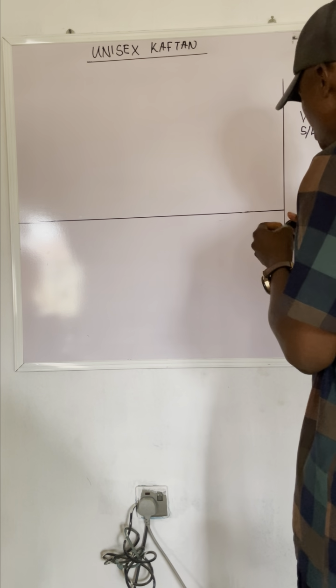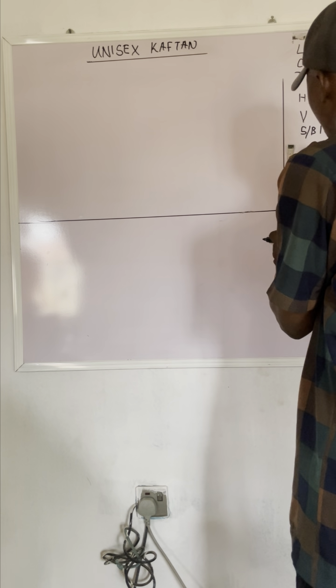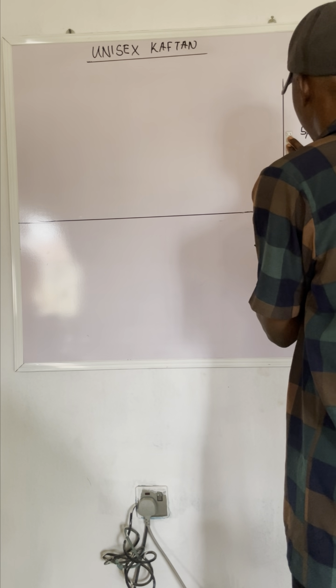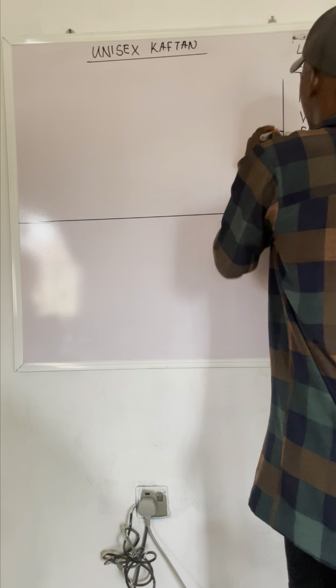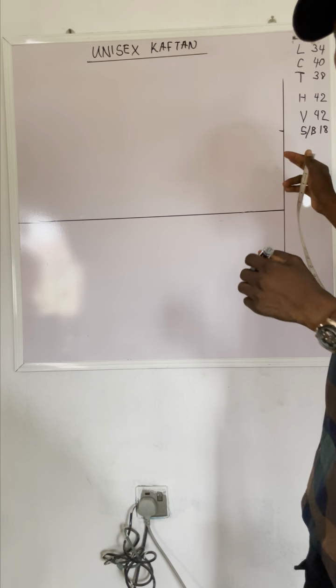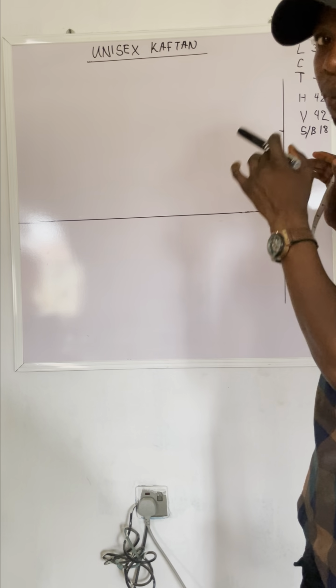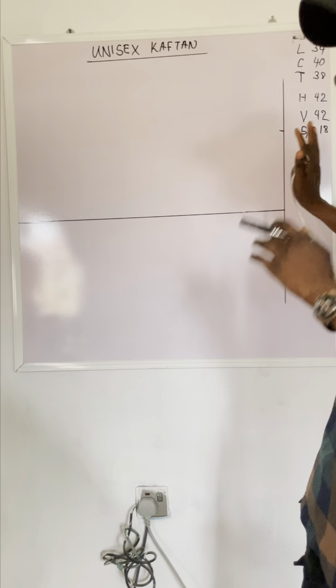So on your measurement line, just measure your 9. Good. This is my 9. The way you cut the front pattern is a little bit different from the back pattern of the kaftan. So we are cutting the front pattern now.